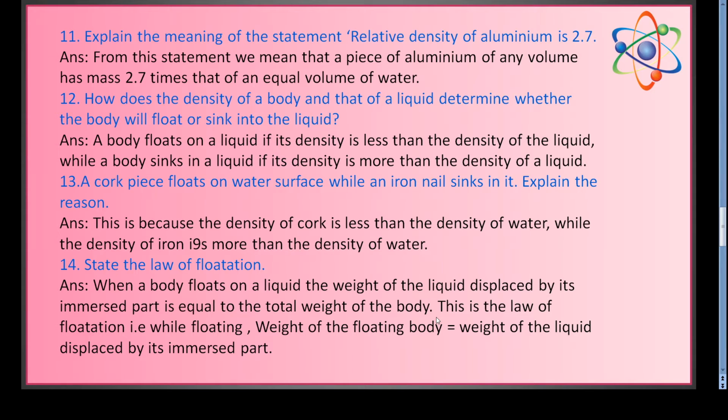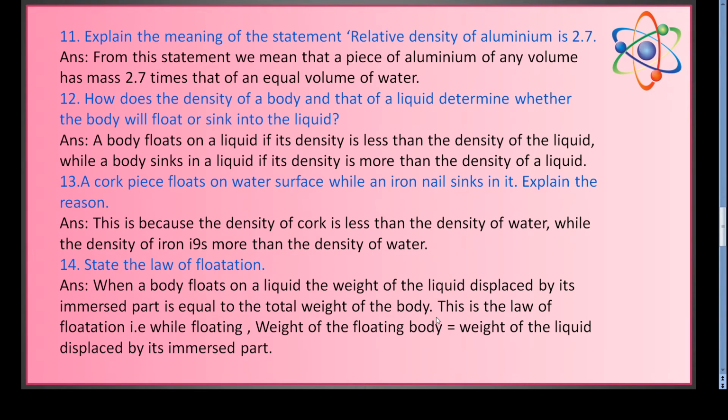Question number 13: A cork piece floats on the water surface while an iron nail sinks in it. Explain the reason. Answer: This is because the density of cork is less than the density of water, that's why it floats, whereas the density of iron is more than the density of water, that's why it sinks.